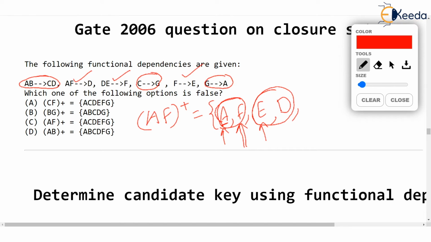That means AF plus is going to contain only AFED. And what's given here is it contains A, C, D, E, F, G. So C is false, isn't it? In fact, AF plus has to be AFED. Okay, so C is false. Although we know the answer, let's confirm by finding the fourth option.